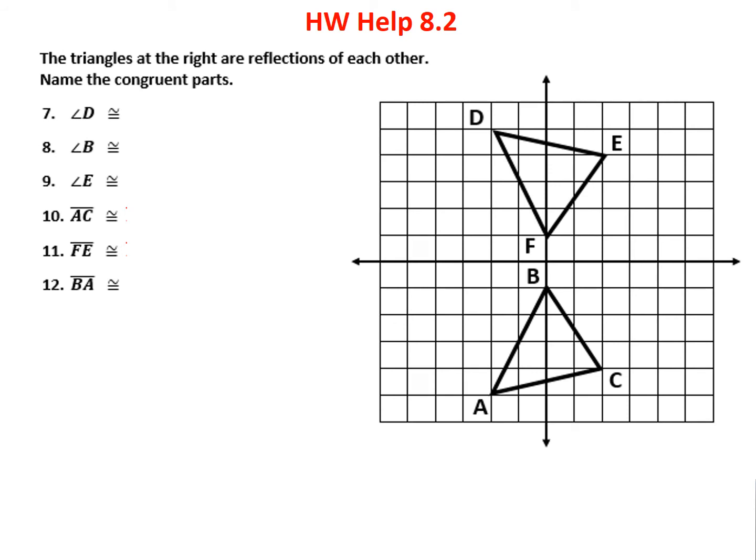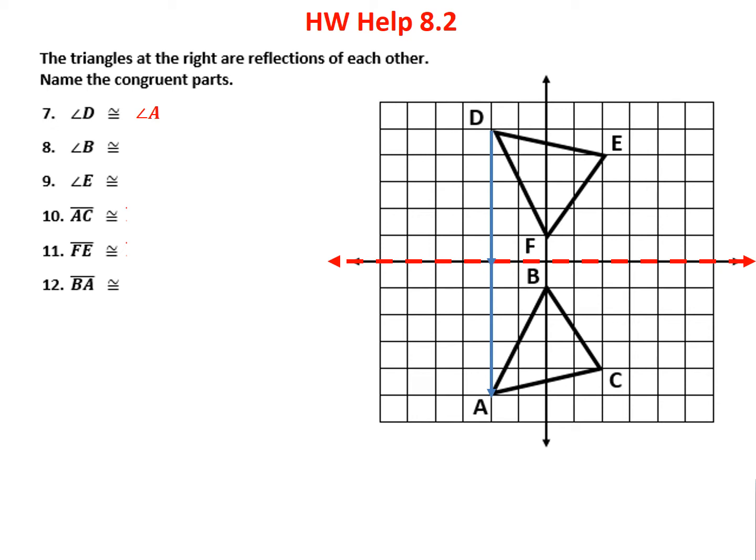The diagram shows us 2 triangles that are reflections of each other, and it wants us to name congruent parts. Well, the first thing we need to consider is where it is being reflected. If you look, you can see it's being reflected across the x-axis. Now let's see what corresponds to what. If I start with D, D goes down 5 and then down 5 to A. So angle D corresponds to angle A.